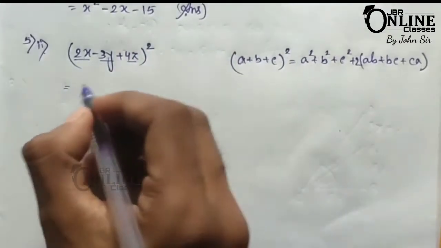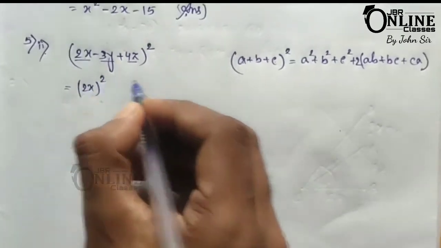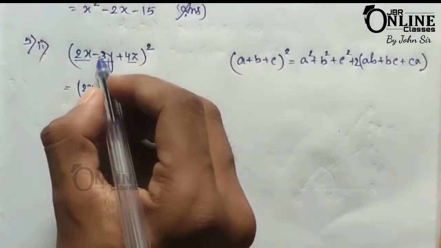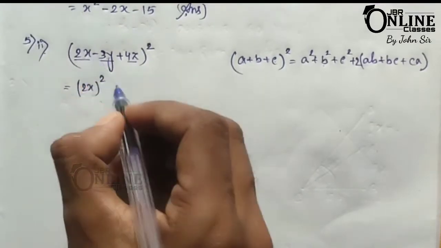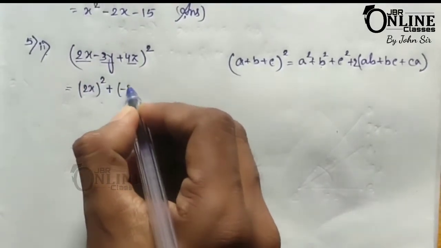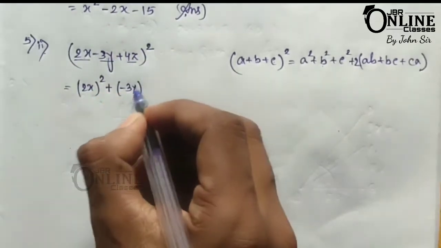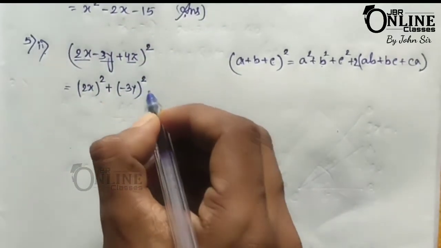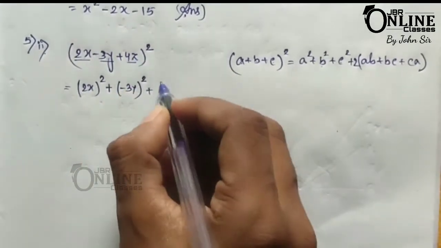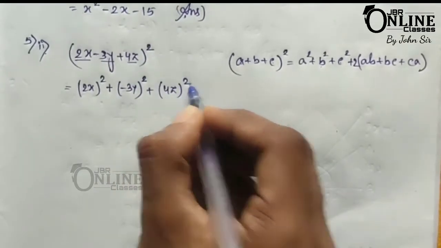So first one is a square, that means (2x) whole square. Second one is b square. Now here a plus b and here minus, so just write down here plus, and consider minus 3y as b. Okay, so write down (minus 3y) whole square. Then last one, c square. c square means (4z) whole square.